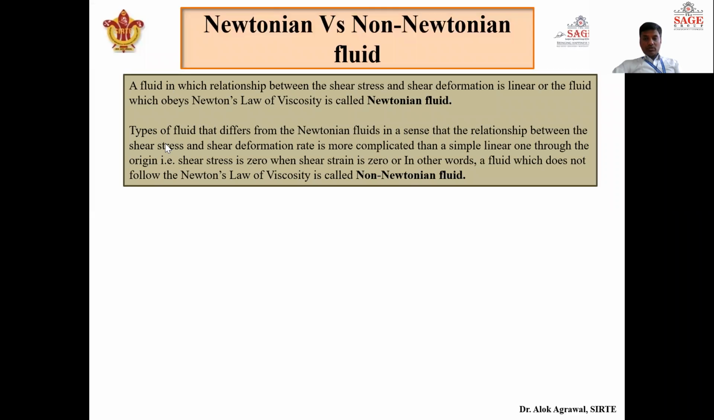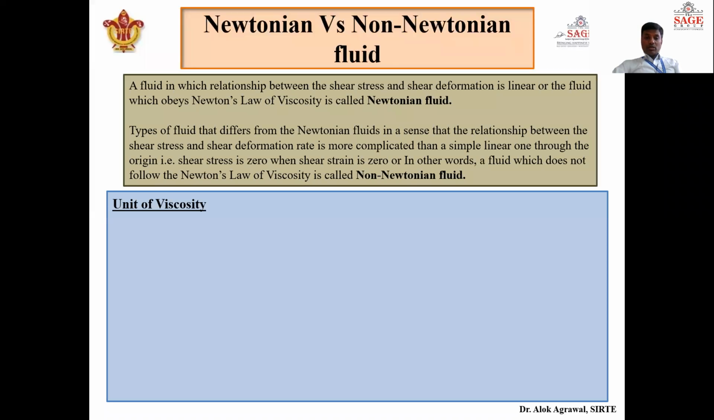The type of fluid which does not follow Newton's law of viscosity is known as non-Newtonian. Or we can also say that the fluid in which there is not a direct relationship between shear stress and shear deformation is called a non-Newtonian fluid. Okay. So now let us move to the unit of viscosity.